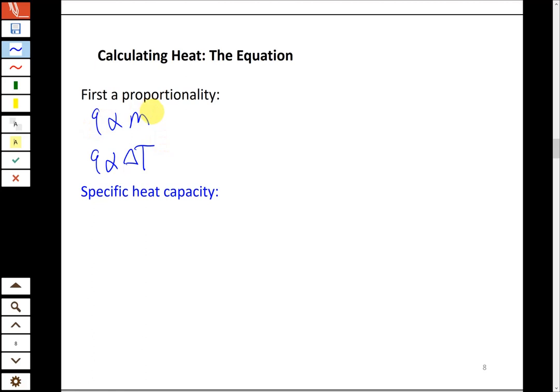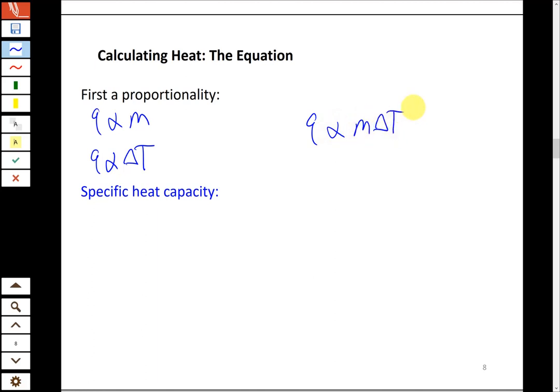So heat is proportional to two things, and a mathematical trick that we're going to use again in Chapter 8 is that if one term is directly proportional to two different things, it's also proportional to the product of those two things. So we can write that the heat is proportional to the mass times the change in temperature.